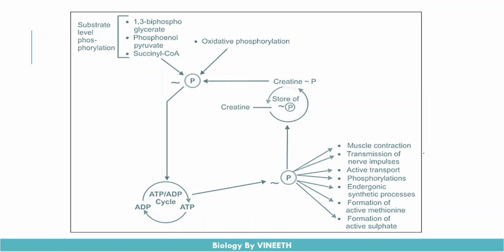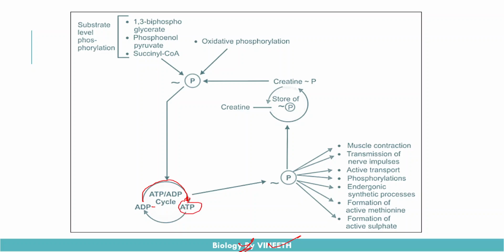Okay, and this phosphocreatine again donates the phosphate molecules to the ADP for the conversion of ADP to ATP. So when you add an inorganic phosphate to this ADP, in the presence of a phosphokinase enzyme, it will convert into an ATP molecule.